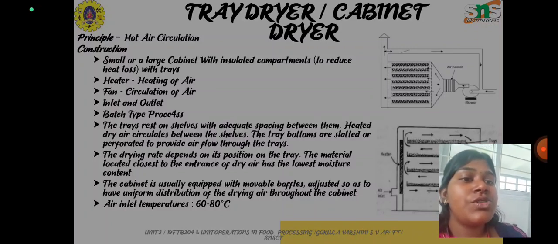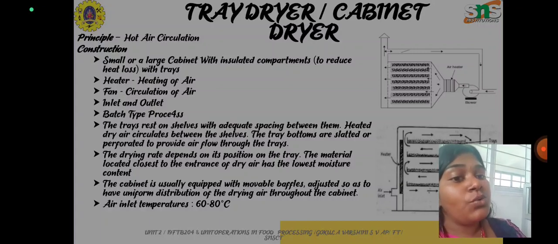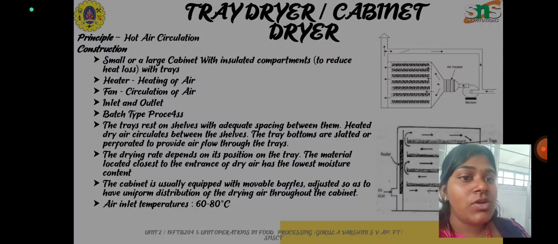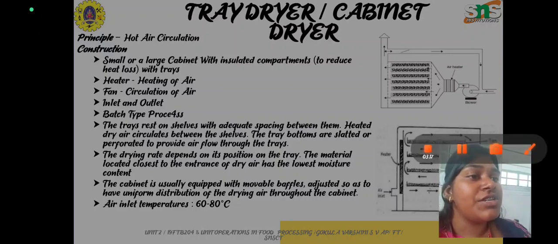And the cabinet is usually equipped with movable baffles adjusted so as to have a uniform distribution of the drying air throughout the cabinet, and also the inlet air temperature will be around 60 to 80 degrees Celsius.